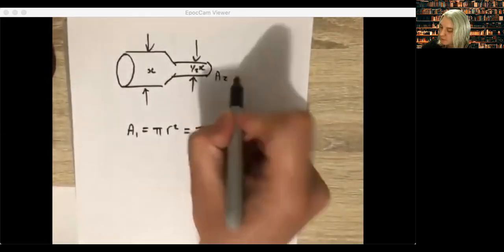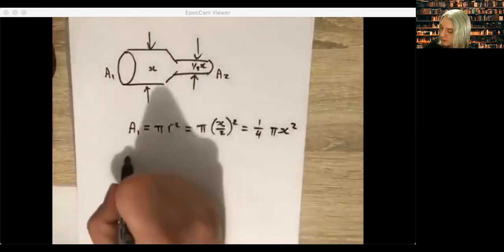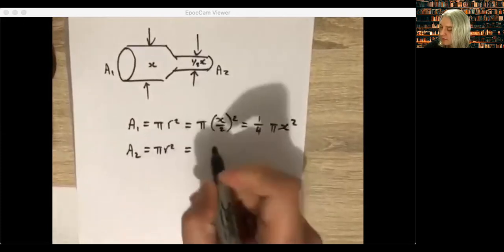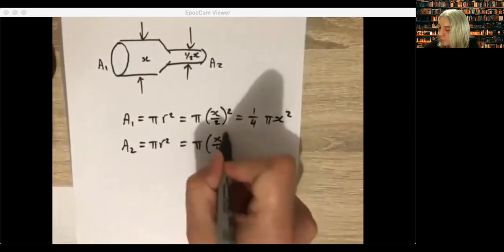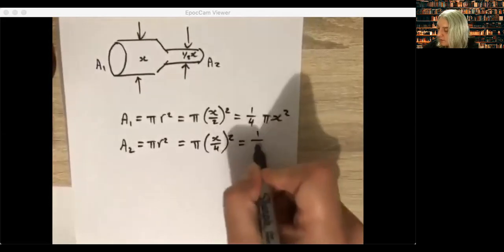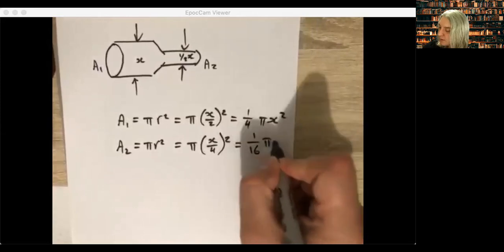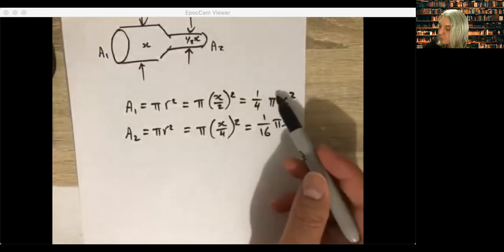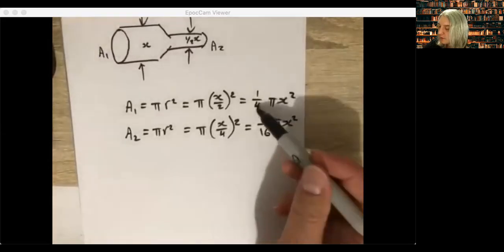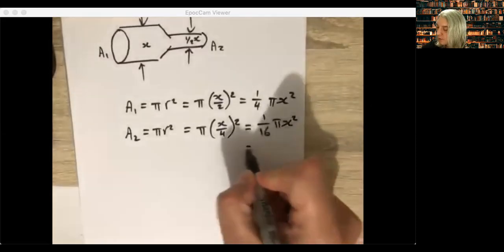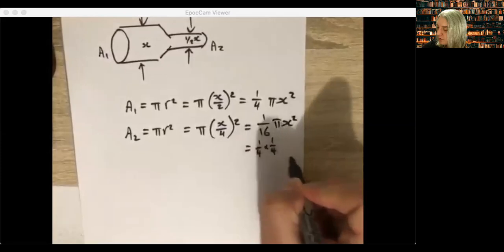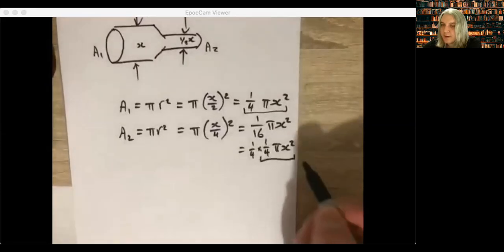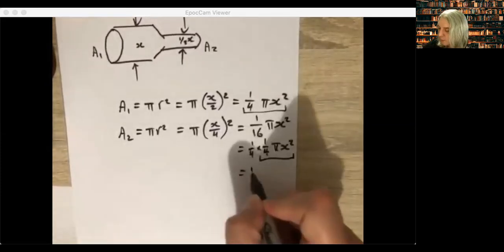The area 2, so that's area 1, that's area 2. Area 2, same reasoning, but now r is a quarter of x. We've got pi r squared is equal to pi times x over 4 squared, which is 1/16 pi x squared. So that means that we know that area 1 is 4 times as big as area 2. 1/4 versus 1/16. If you wanted to, you could actually write that as a quarter times a quarter pi x squared. And that way you can see that this term and this term are exactly the same. And so area 2 is a quarter of area 1.